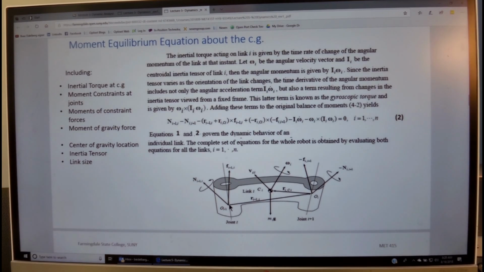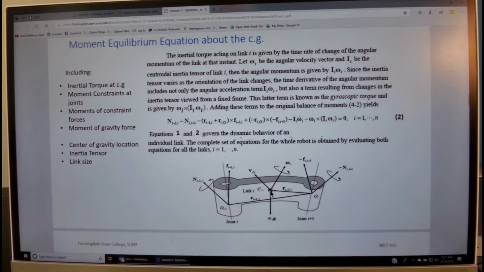Starting with the moment that the previous link is acting on this link, it's n i-1,i, this vector here. And then we have the moment that the next link is acting on this link. This is minus n i,i+1. So this is the negative, as we explained earlier. And then we have the moment that the reaction force is acting on the center of gravity. Now, what is this moment?